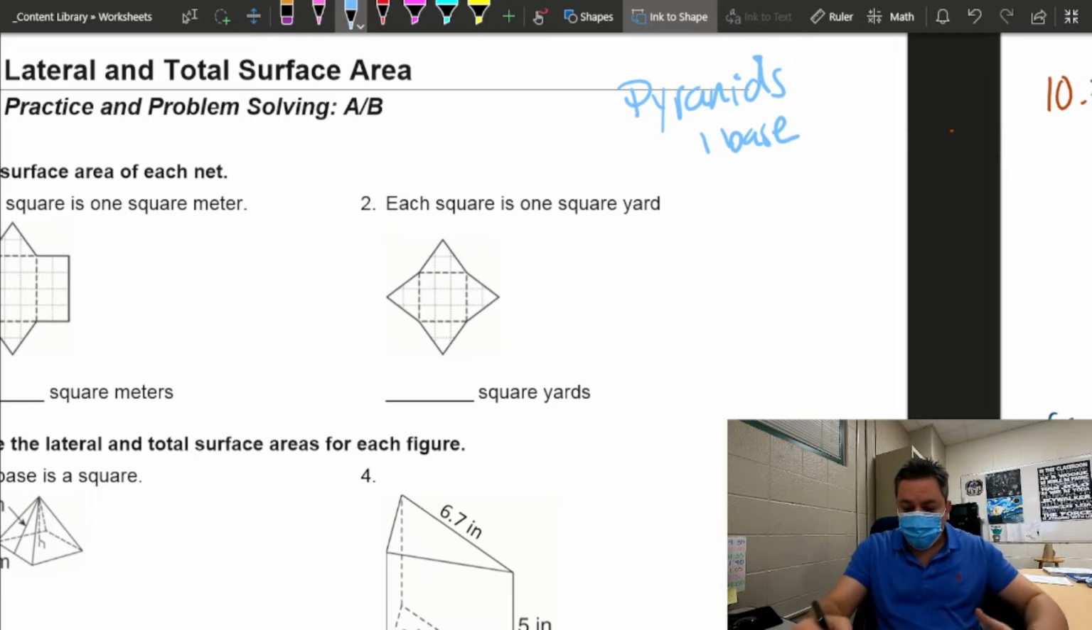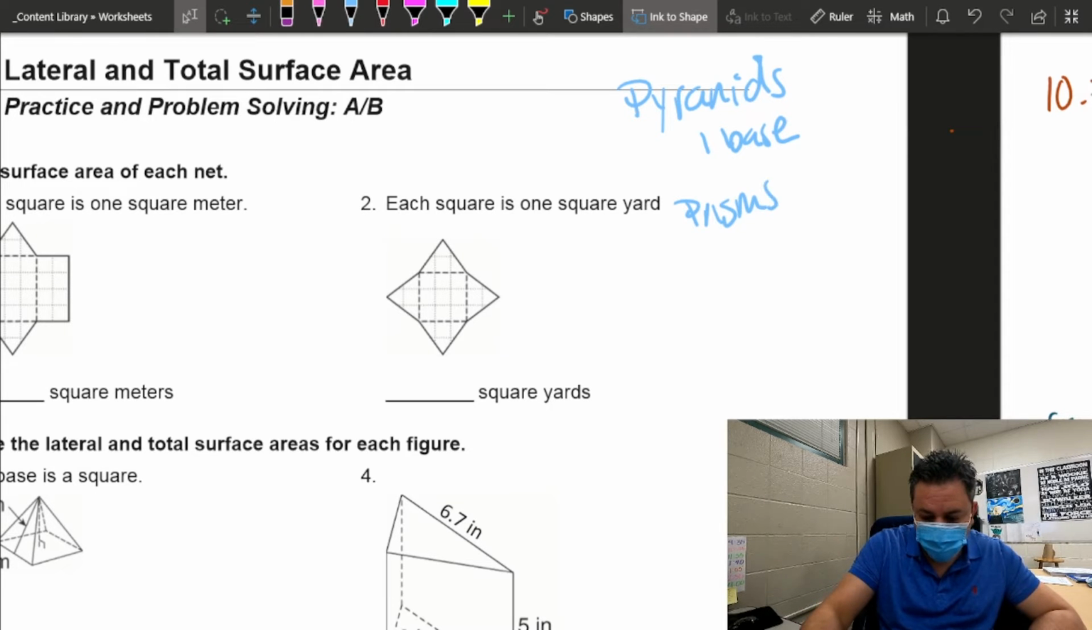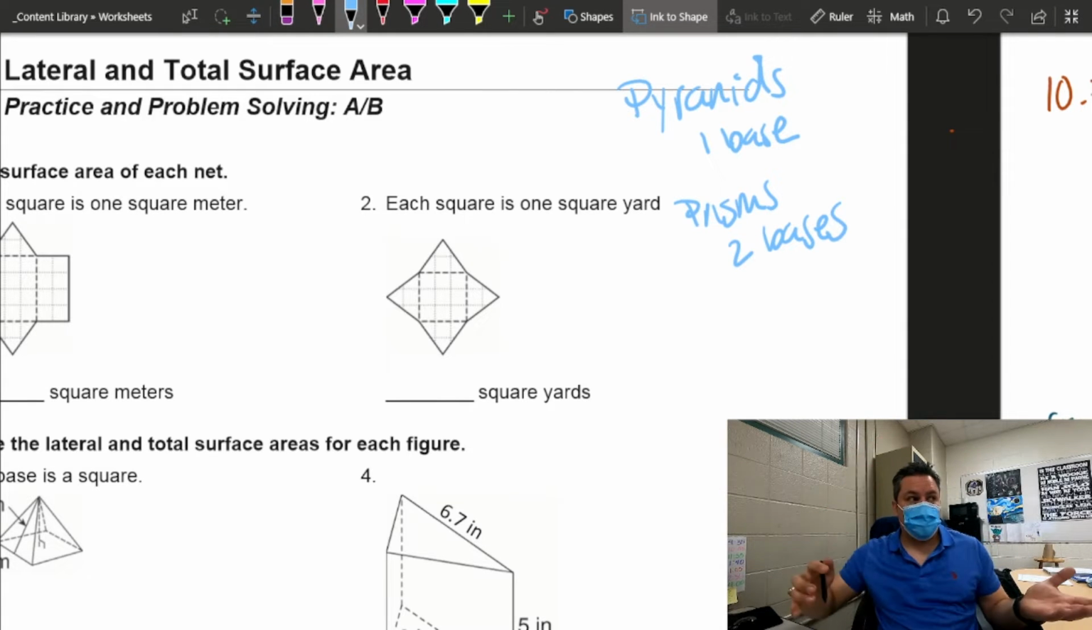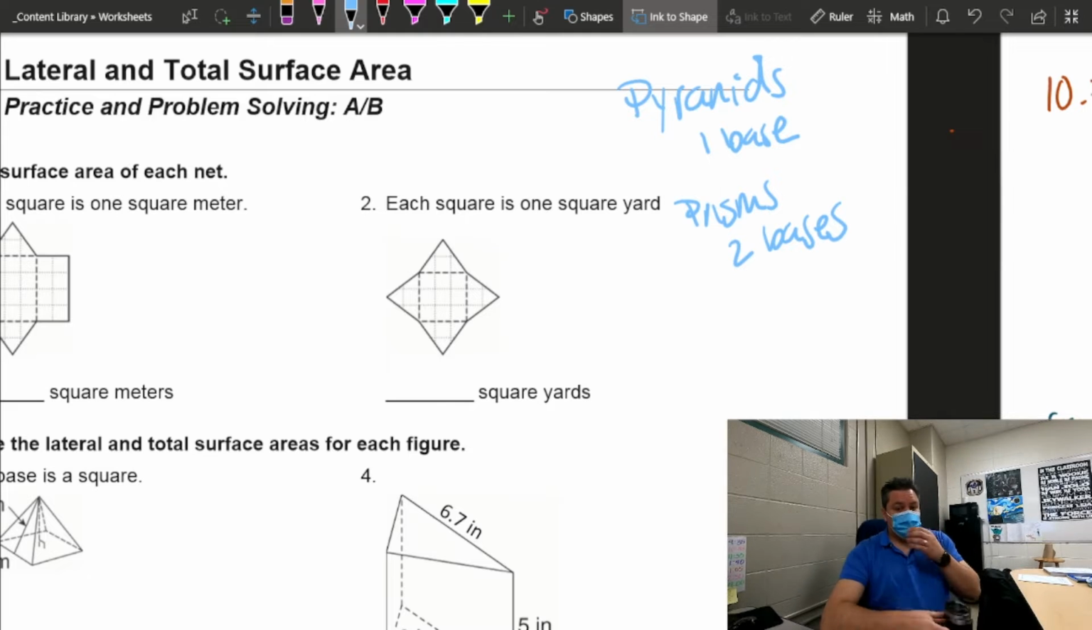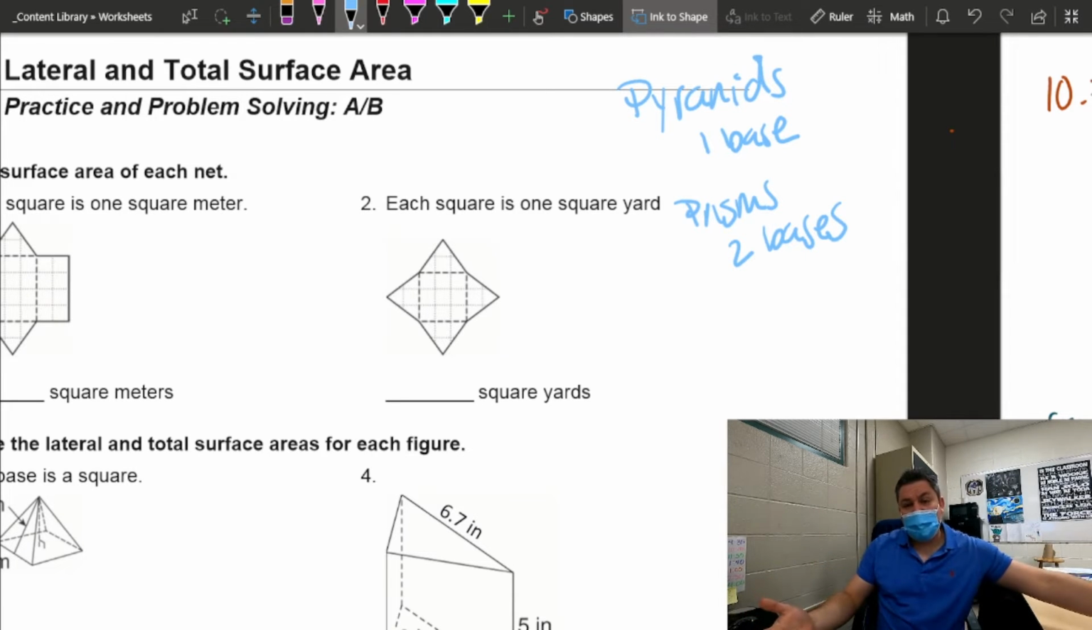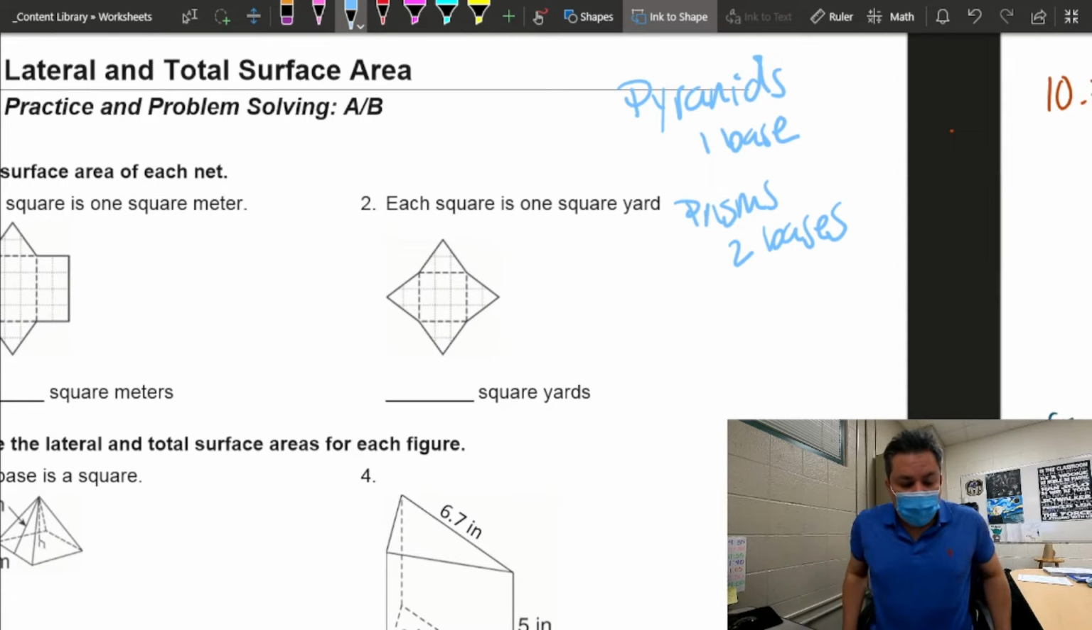On the other hand, prisms have 2 bases, the one on the top and the one on the bottom. We're not going to be talking about cylinders. Let's think about this for a second. This is a prism, this is a cylinder. However, my bases are going to be right here and right here, and in this case, they have the shape of a circle. If you had a box, then the shape of the base would be either a rectangle or a square. Maybe even a triangular prism. But the difference is pyramids only have 1 base and prisms have 2. Main thing to consider.